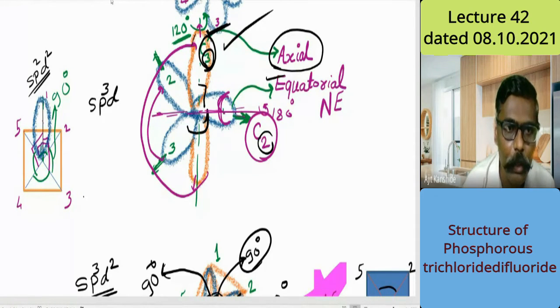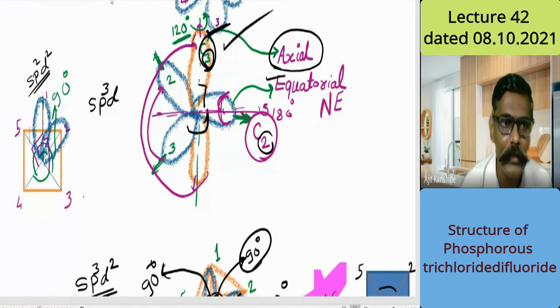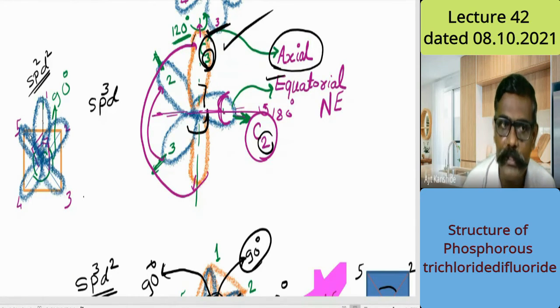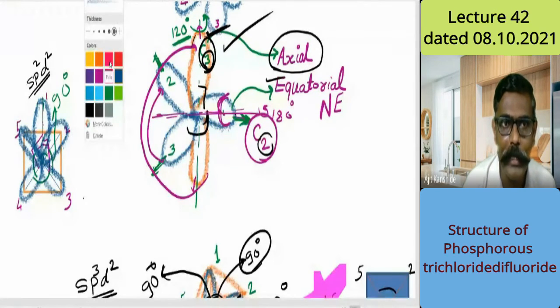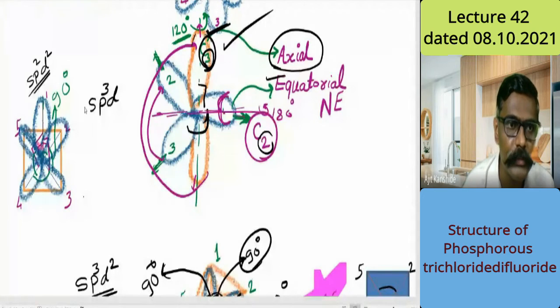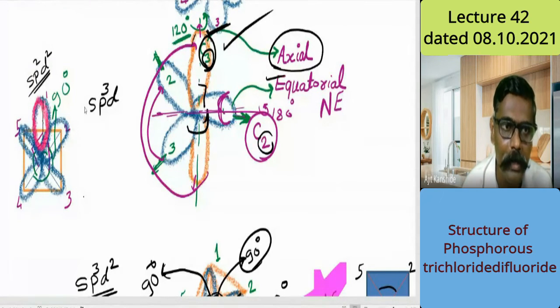We can consider a lobe in this plane. We can consider a lobe in this plane. Here likewise, we can consider a lobe in the plane, a lobe in the plane. When we consider such lobes, the upper lobe, I show it by a different color. See here, this lobe, the red color lobe, makes an angle of 90 degree.